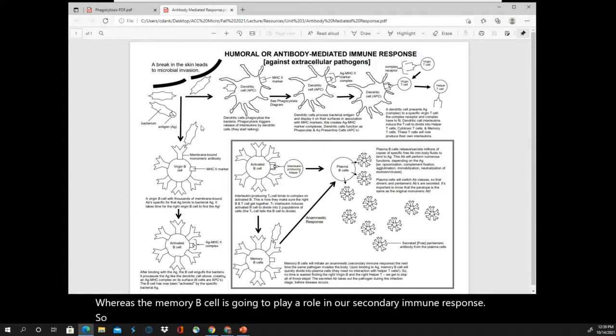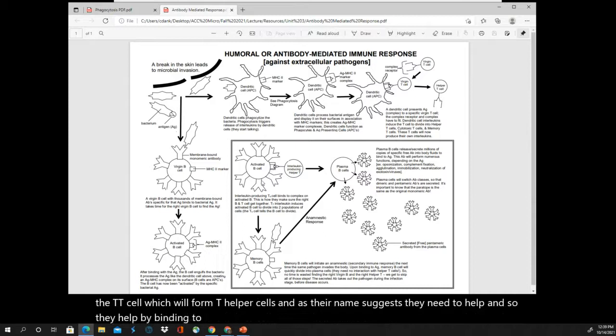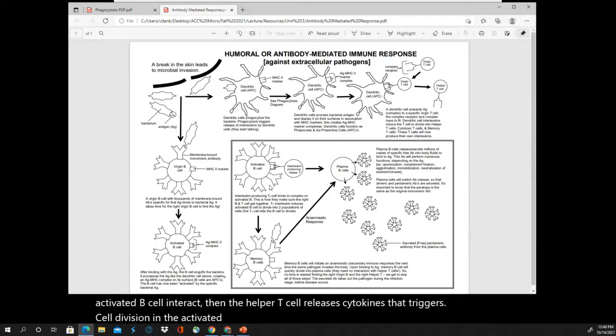So again, just a big overview, the dendritic cell is presenting antigen in order to activate the T cell, which will form T helper cells. And as their name suggests, they need to help. And so they help by binding to an activated B cell. Because when the T helper cell and the activated B cell interact, then the helper T cell releases cytokines that trigger cell division in the activated B cell. That's what's going to allow it to divide and differentiate into both memory cells and plasma cells.